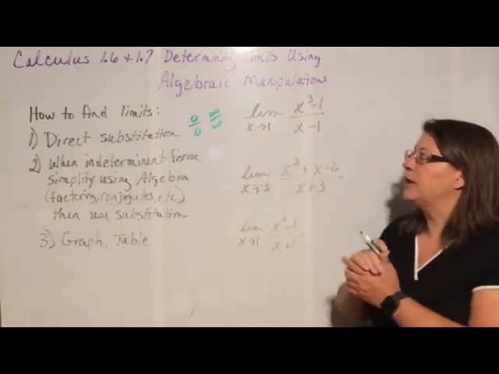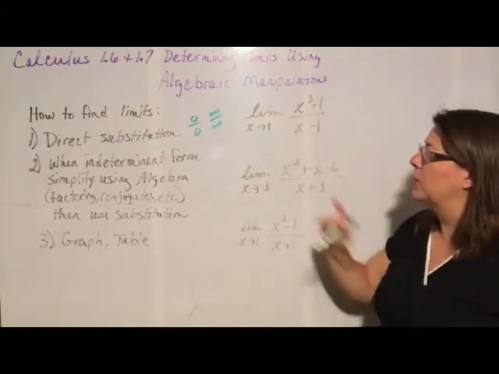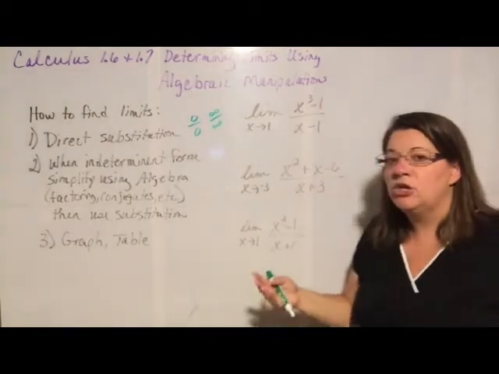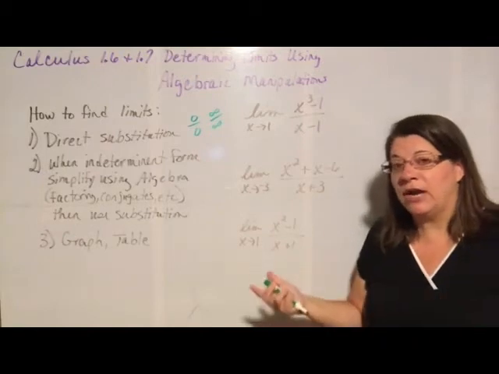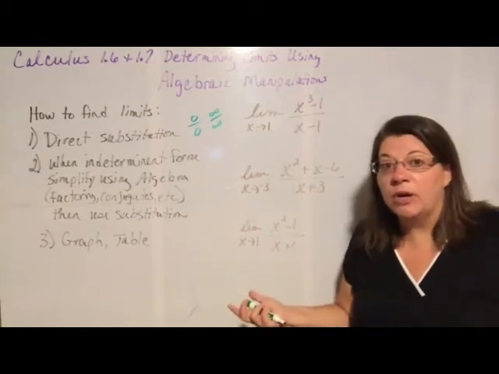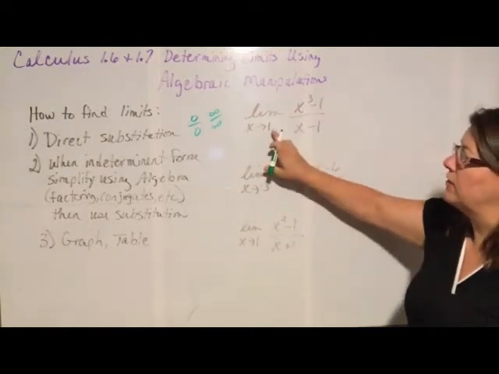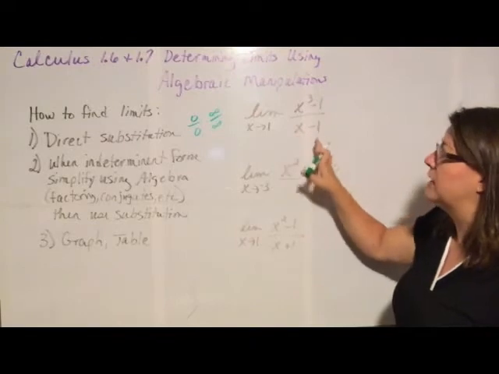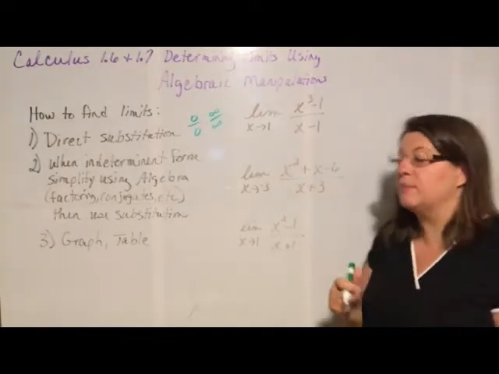In the first example here, I've got the limit of x cubed minus 1 over x minus 1 as x approaches 1. So the first thing I'm going to do is just try direct substitution, because if that works, if it gives me a nice integer answer or a real number answer, then that's my limit. So let's try that first. If I plug 1 in, I've got 1 minus 1 is 0 over 1 minus 1 is 0. I've got the indeterminate form. So I'm going to have to do some algebra to simplify this.